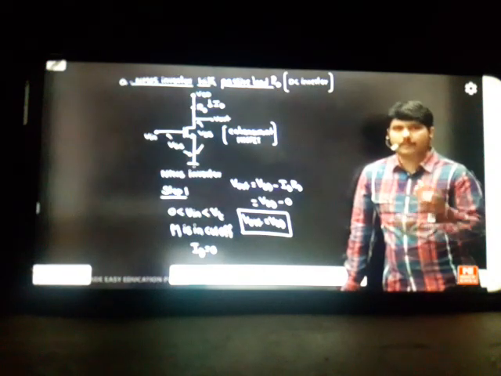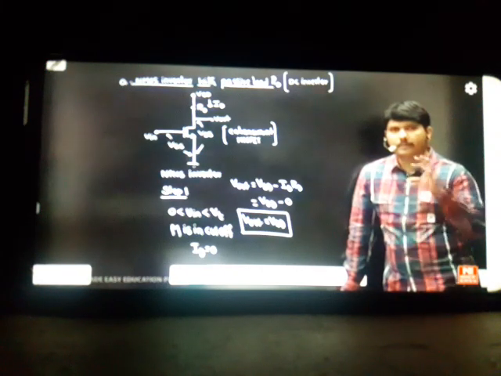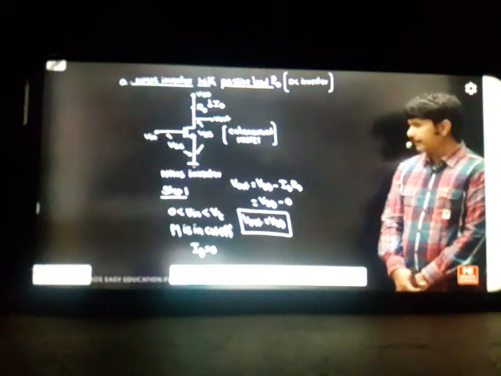If you get the same response, we say good inverter. It's behaving like an inverter. BJT also works like an inverter, but we want a good inverter. So how a good inverter will come, we'll see. So 0 to VT, your output will be equal to VDD. First point is very clear.